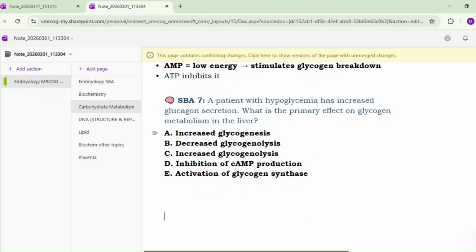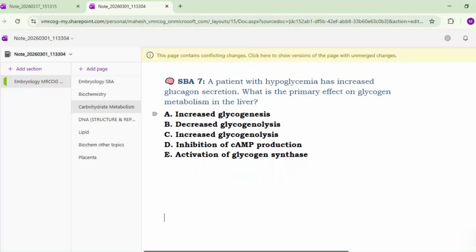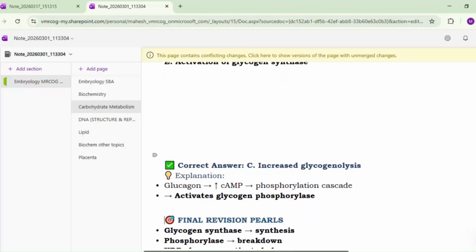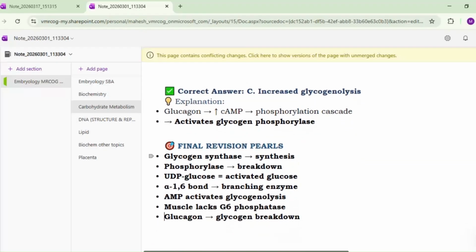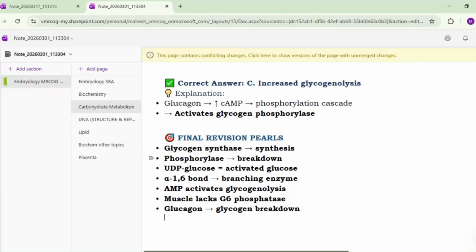A patient with hypoglycemia has increased glucagon secretion. What is the primary effect on glycogen metabolism in the liver? Increased glycogenesis, decreased glycogenolysis, increased glycogenolysis, inhibition of cAMP production, activation of glycogen synthase. Sir, increased glycogenolysis, option C, because it is glucagon. Glucagon will increase cyclic AMP, the phosphorylation cascade will get activated, and it will activate glycogen phosphorylase.